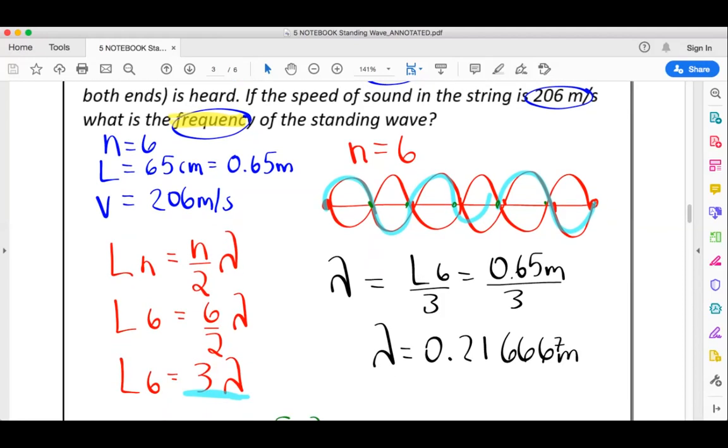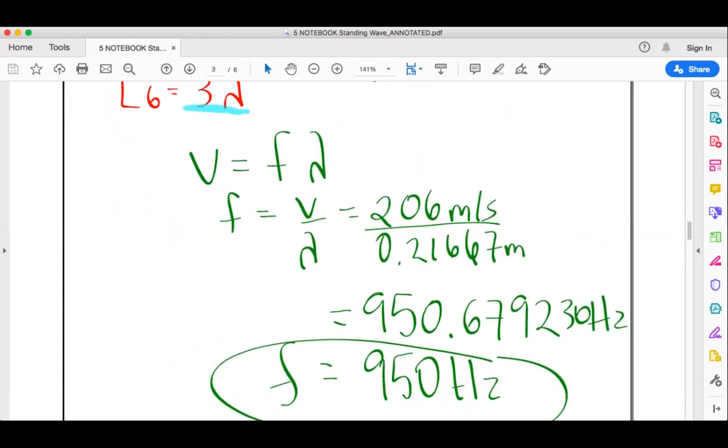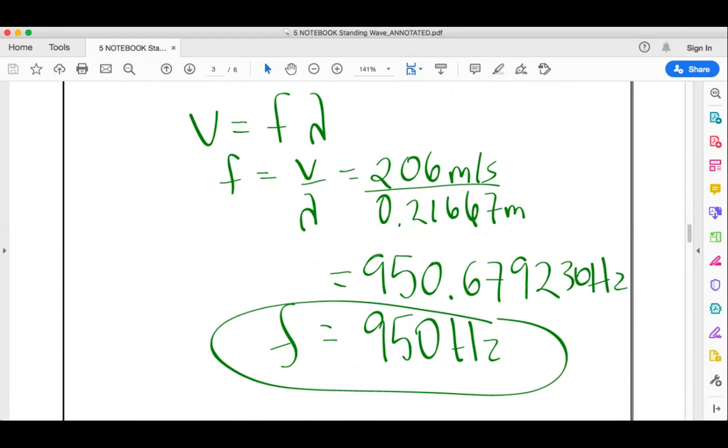So putting all of that together, our diagram or our equation will tell us that L is equal to 3 lambda. We can isolate for lambda to get 0.2167 meters. So again, that formula is n over 2 lambda. If we're subbing in 6, 6 over 2 is 3. We get our lambda, and we want to know the frequency. So we'll have to go to our V equals F lambda equation. Substitute in our values, and for frequency, you get 950 hertz.